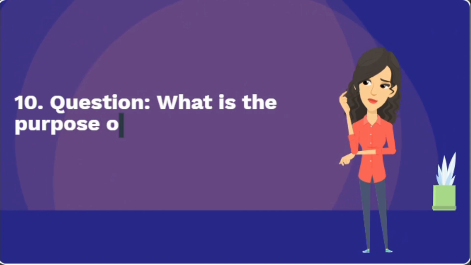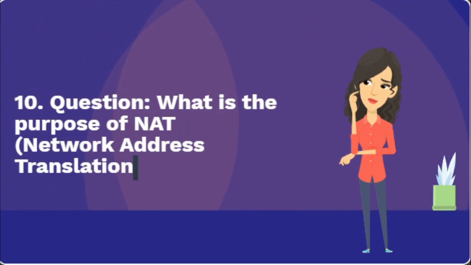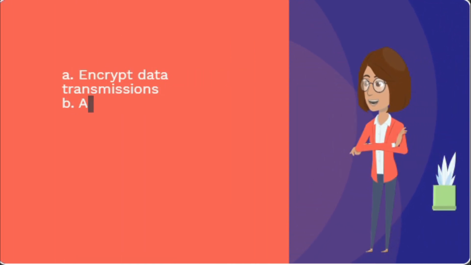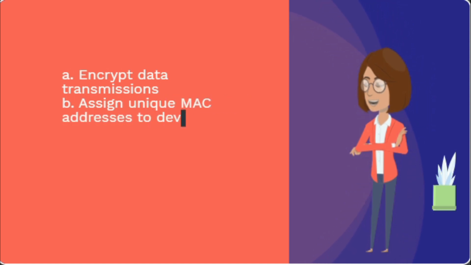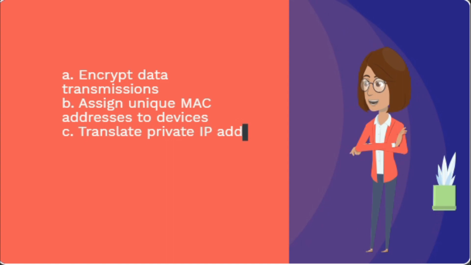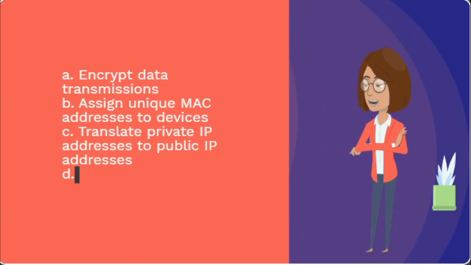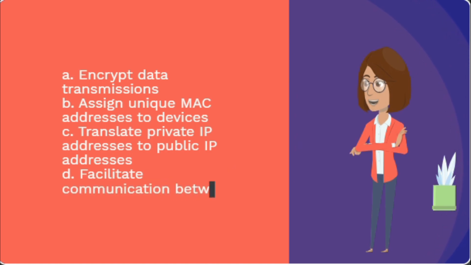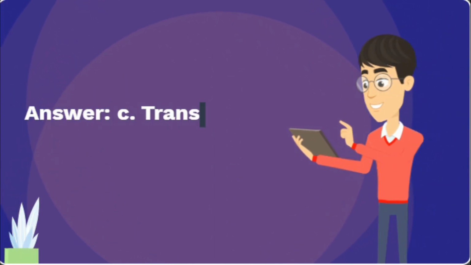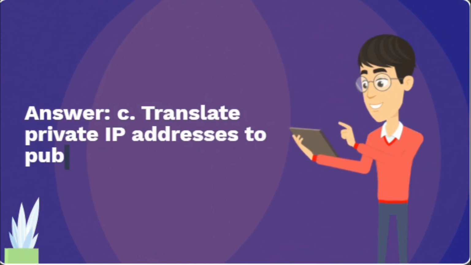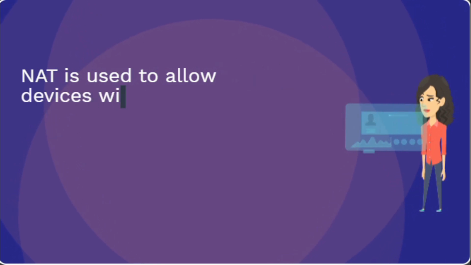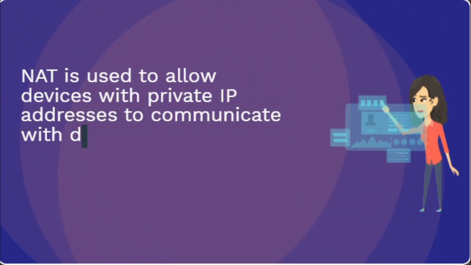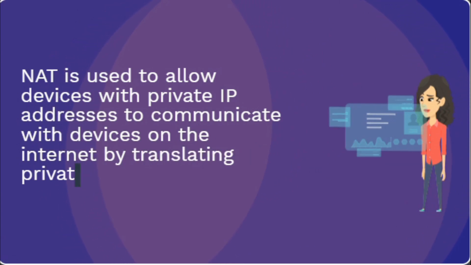10. Question: What is the purpose of NAT, Network Address Translation? A. Encrypt data transmissions. B. Assign unique MAC addresses to devices. C. Translate private IP addresses to public IP addresses. D. Facilitate communication between devices on the same network. Answer: C. Translate private IP addresses to public IP addresses. NAT is used to allow devices with private IP addresses to communicate with devices on the Internet by translating private addresses to a public address.